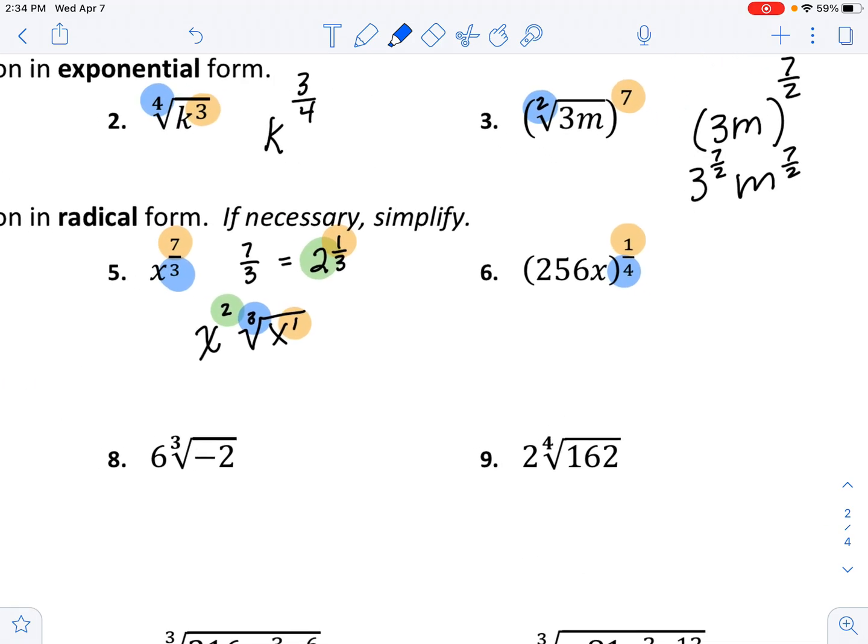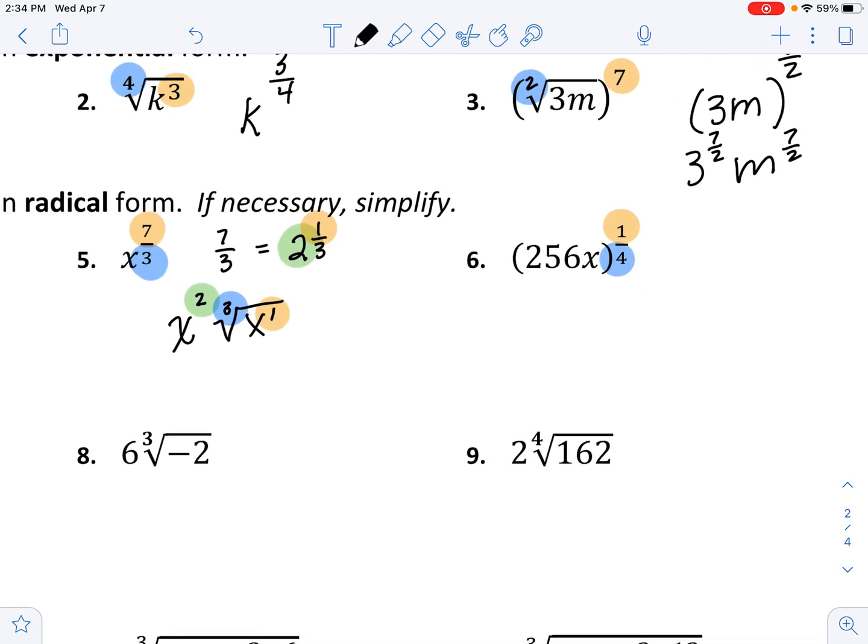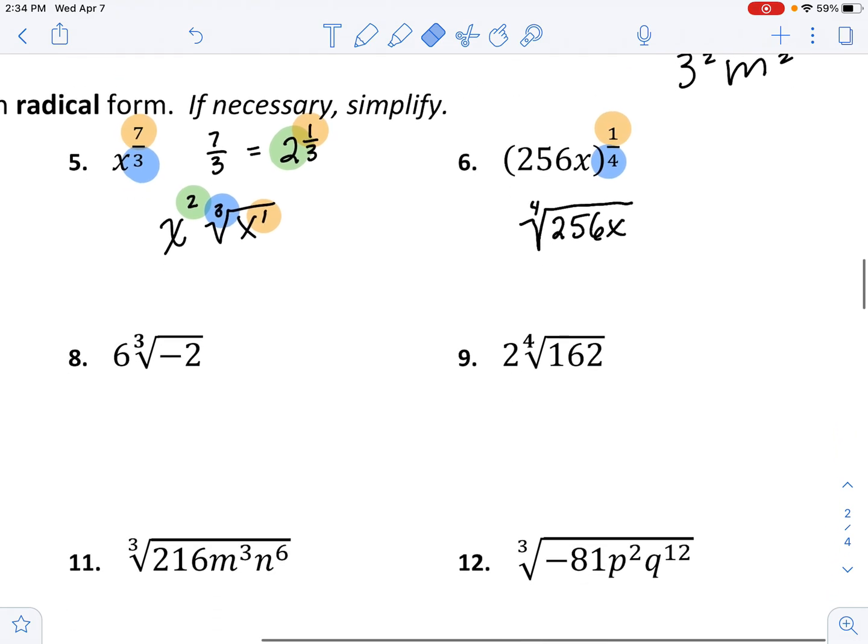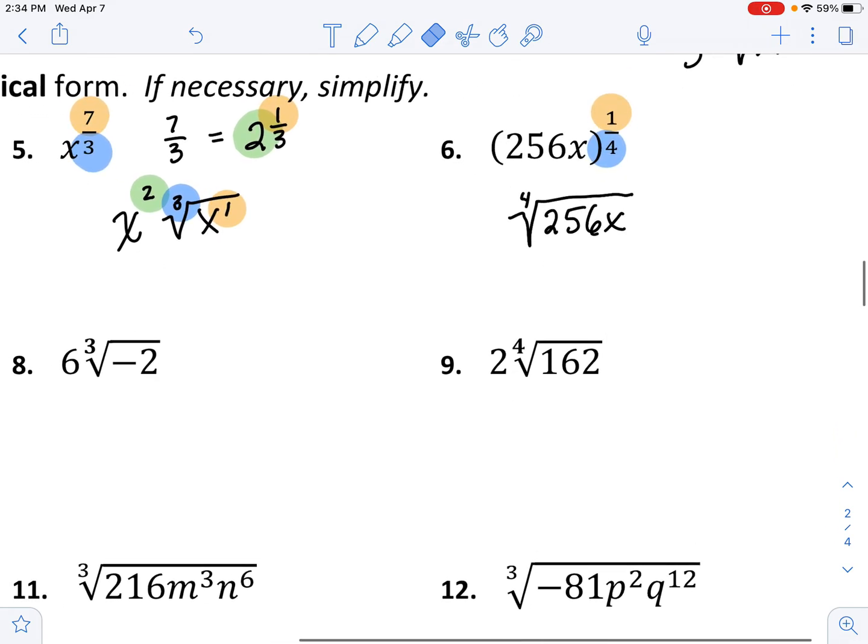All right, and then the next one would be 256x to the 1/4, which would be a 4th root of 256x to the 1st, but we don't need to put that first there, so I'm just going to erase the first and my parentheses. And then the 256 is a perfect 4th, so the 4th root of 256 is 4. So I would get 4 4th root of x.